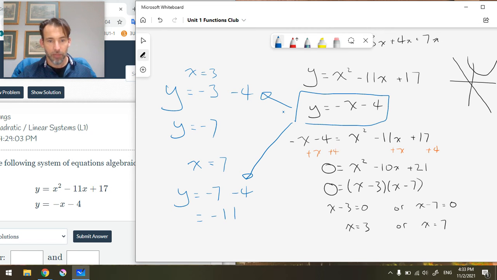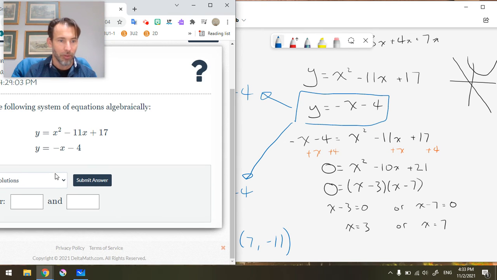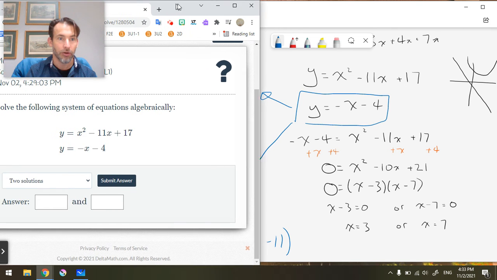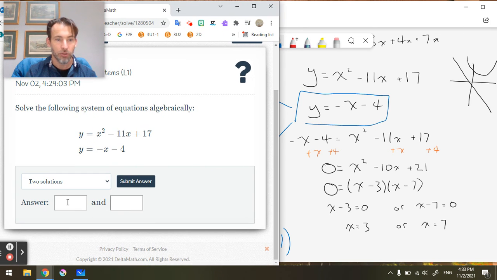So now I can write my two solutions as 2 points because I'm looking for points of intersection. There's 2 of them. Write them as points. So the first one is (3, negative 7). The next one is (7, negative 11). That's kind of cool. You can remember 7, 11, and you'll always remember the intersection between the quadratic x squared minus 11x plus 17 and the line y equals negative x minus 4. No, that's not like a handy thing to remember, but it's the method that you want to know how to intersect these. Okay, so they have 2 solutions.